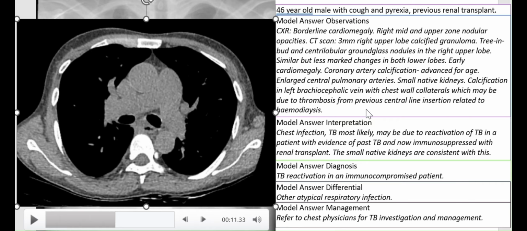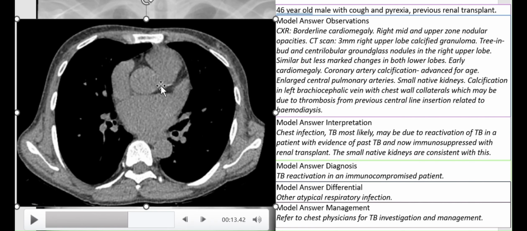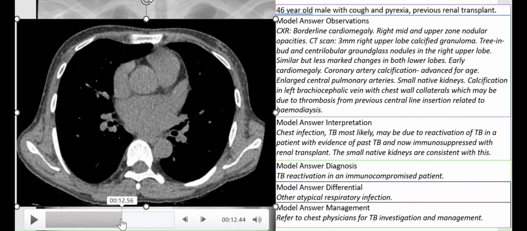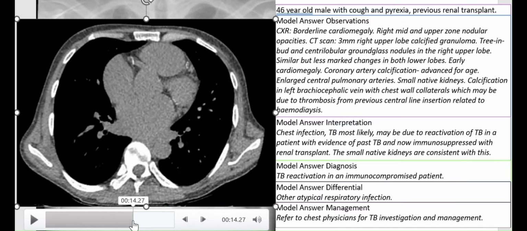Next finding is coronary artery calcification. The coronary arteries arise from the root of the aorta. So this is the root of the aorta. The right coronary artery, yes, that is the right coronary artery, arising from the root of the aorta, and it is seen here calcified.